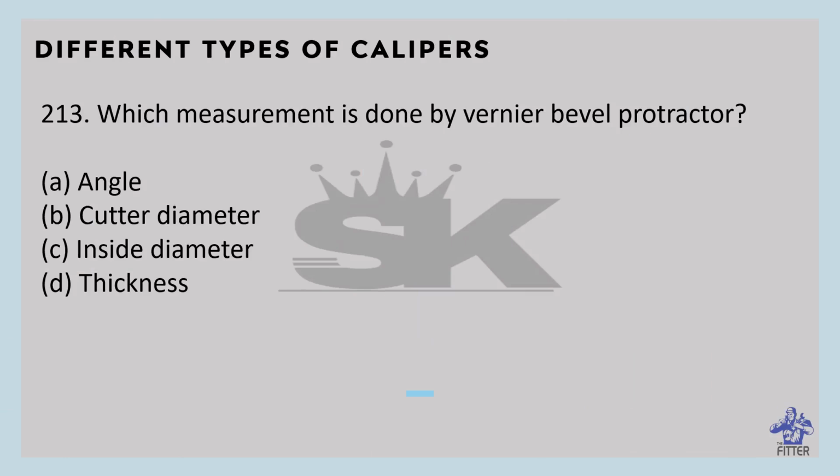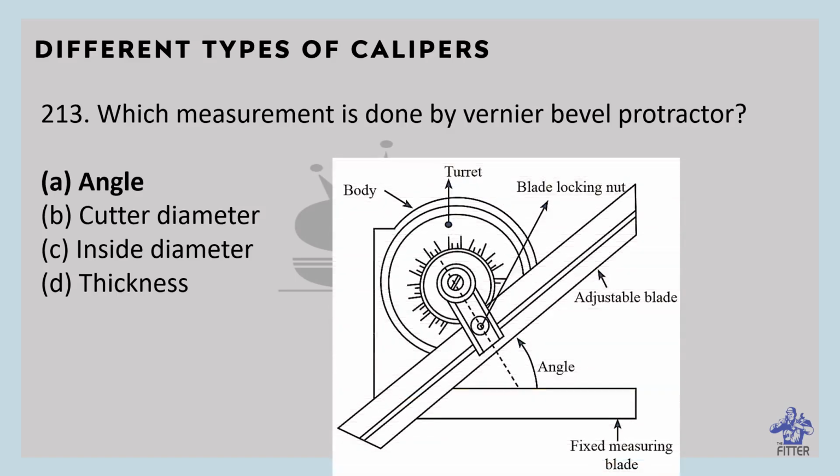Which measurement is done by vernier bevel protractor? That is angle. Okay, you can see in the image, this is the vernier bevel protractor. By placing the object here, we can find the angle.